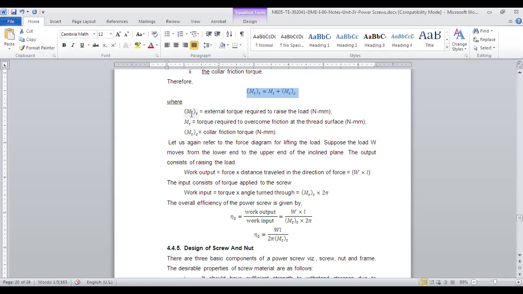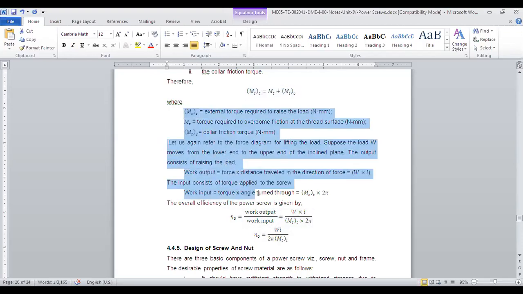Okay. So we will find out total torque as the torque required to raise or lower the load plus the collar friction torque, and then we will multiply it by 2 pi to get the input. So this is how we will find out the overall efficiency.